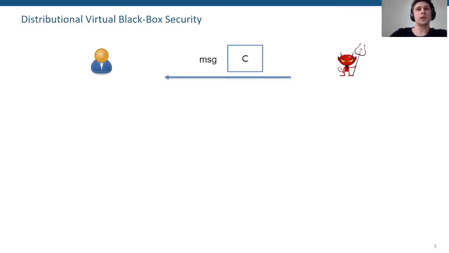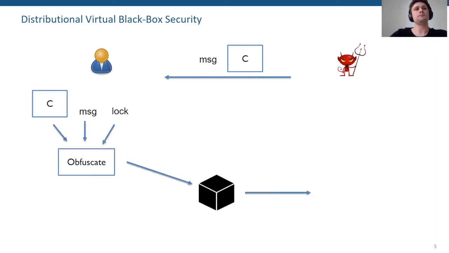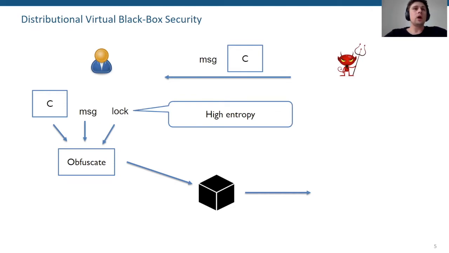So the security property that lockable obfuscation is supposed to guarantee is as follows. Suppose that we have a user and an adversary. In this case, the adversary is going to choose circuit C and the message. And then the user is going to obfuscate the circuit with the message, and is going to choose a lock value. And this goes into the lockable obfuscation, and the obfuscation is then returned to the adversary. An important thing to note is that the lock value has to have high entropy.